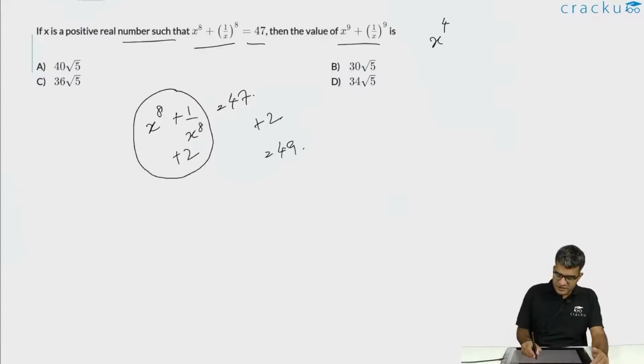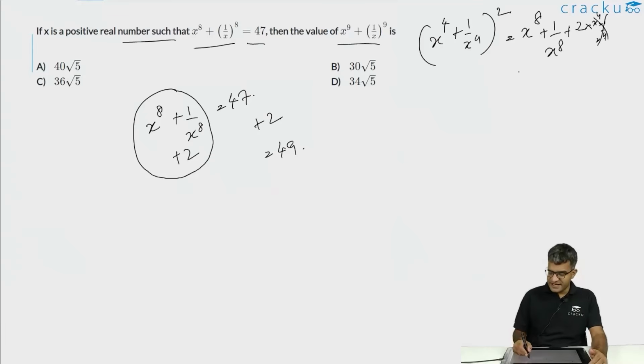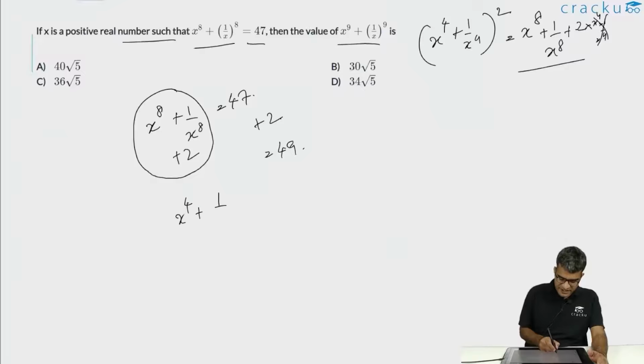We know that x to the power 4 plus 1 by x to the power 4 whole square is equal to x to the power 8 plus 1 by x to the power 8 plus 2 into x to the power 4 into 1 by x to the power 4. This is basically x to the power 8 plus 1 by x to the power 8 plus 2. So what we essentially have is that x to the power 4 plus 1 by x to the power 4 is equal to 7.